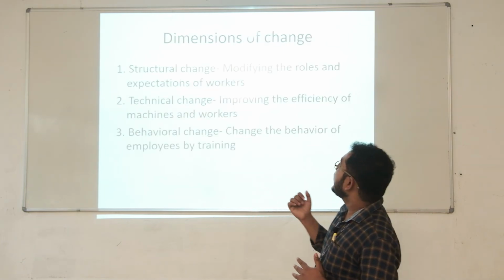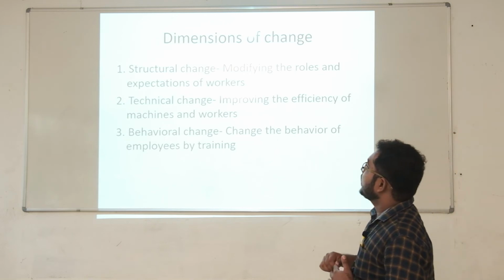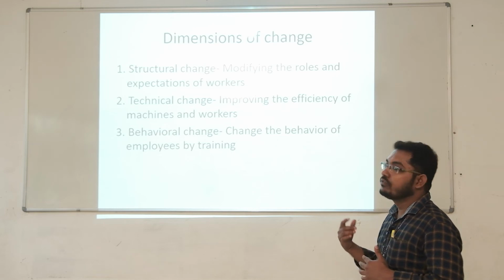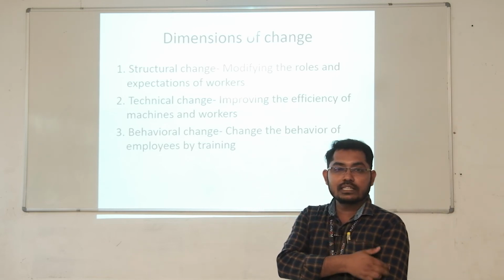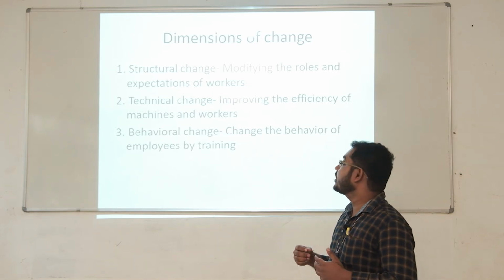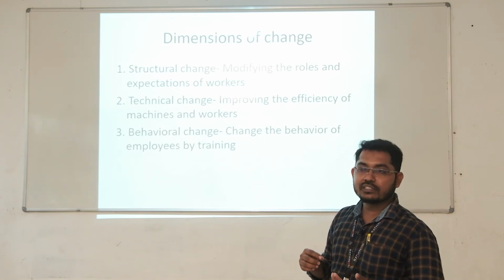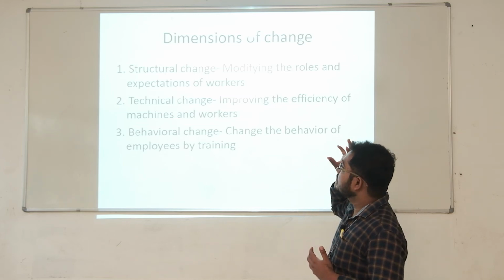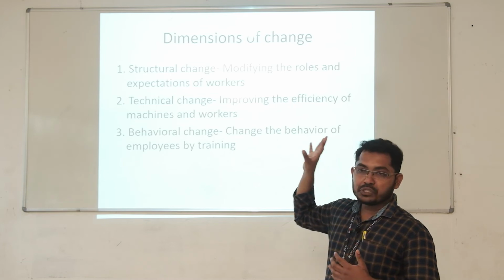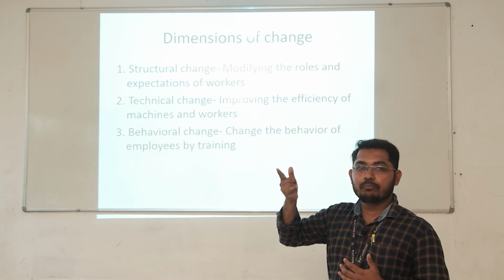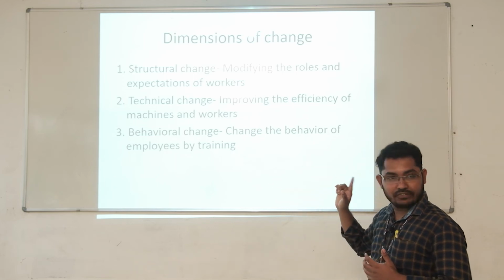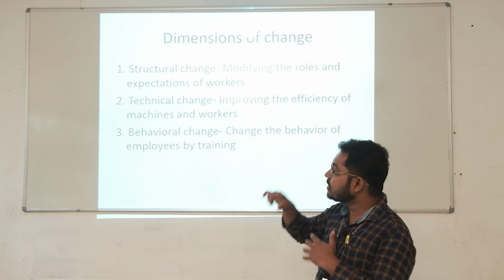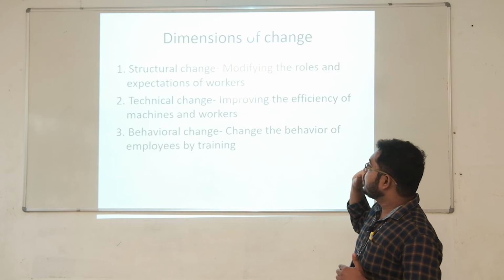And next, dimensions of change. The first is structural change, modifying the roles and expectations of the workers. For example, last time in SBI, State Bank of India, they were good in their banking positions, and RBI decided to give the position of the SBI manager to some other bank because of good productivity. That is called structural change. So when there is low productivity, we can change the people for the purpose of productivity.